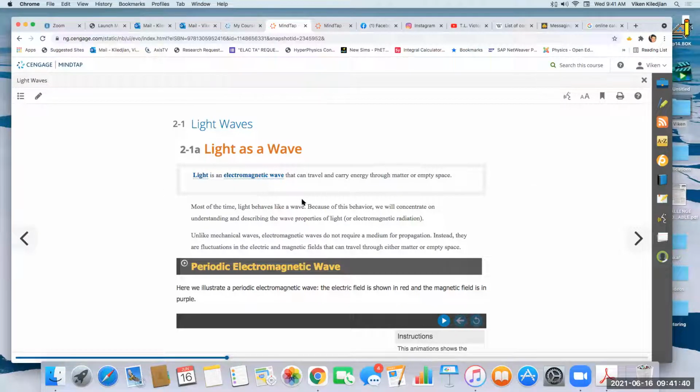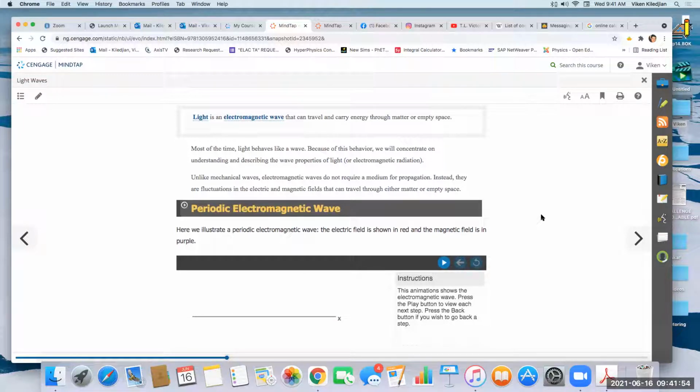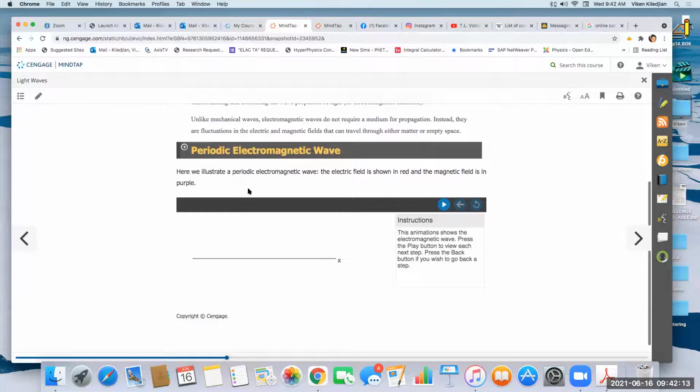So it says, because of this behavior, we will concentrate on understanding and describing the wave properties of light, or electromagnetic radiation. The official word for light is electromagnetic radiation. Unlike mechanical waves, electromagnetic waves do not require a medium for propagation, you see? So they don't require air or anything like that. Instead, they are fluctuations in the electric and magnetic fields that can travel through either matter or empty space. So here we illustrate a periodic electromagnetic wave. The electric field is shown in red and the magnetic field is shown in purple.